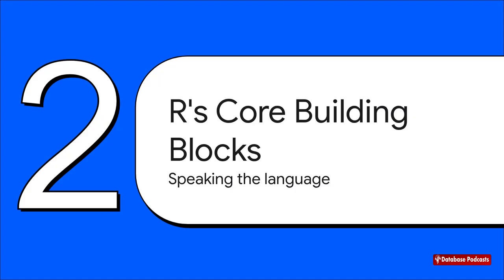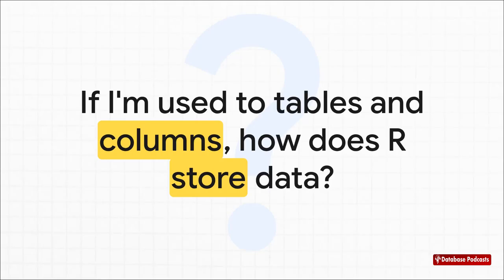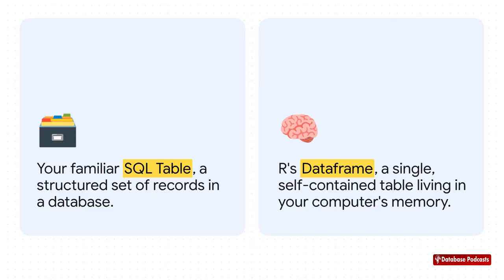Okay, so if we're going to have that conversation, we need to speak the language. Let's dive into R's core building blocks and see how it actually holds on to information. You're probably thinking, okay, I get tables and columns. How does R store data? Well, let's map what you already know from the database world right onto their R equivalents. It's actually pretty straightforward. All right, so in the SQL world, you have a table. In R, your main workhorse is going to be the data frame. Just think of it like a single self-contained table that's loaded right into your computer's memory. All the rows, all the columns, just sitting there ready for you to poke and pry.